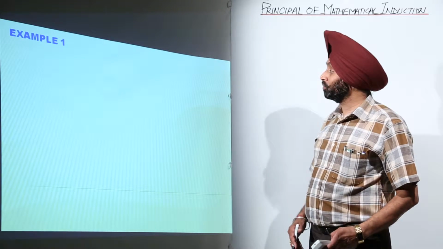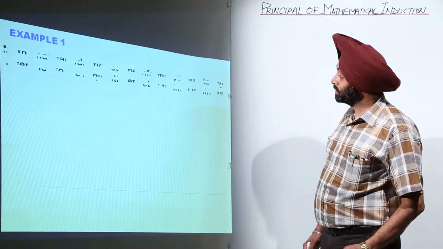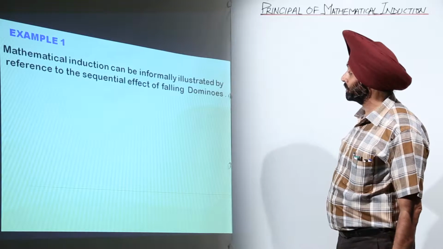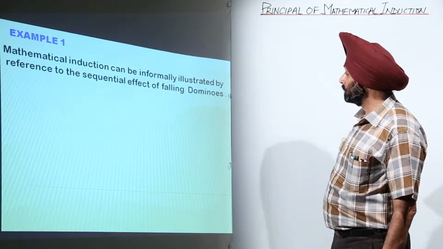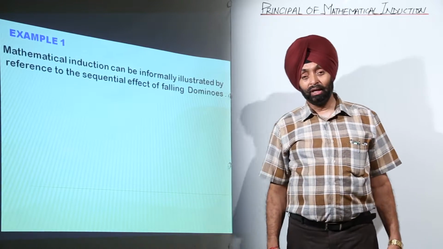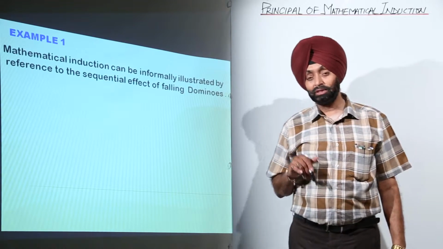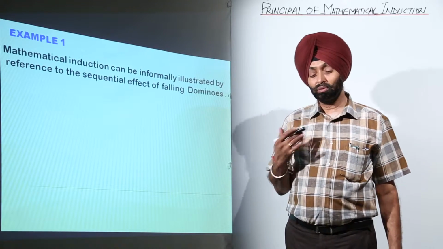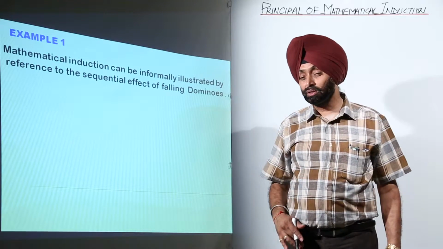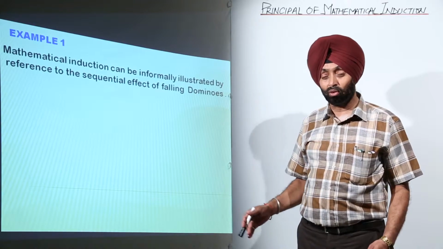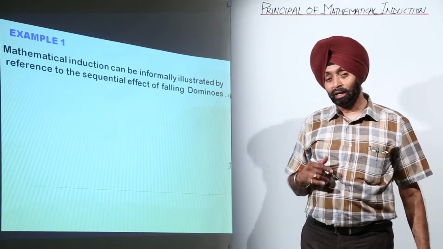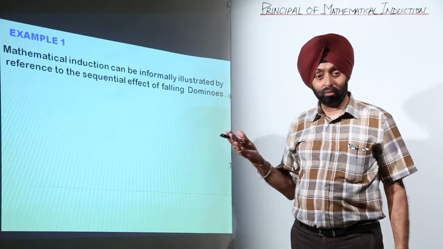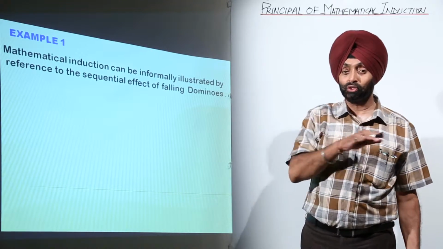Now in the example, you can just read it. It is written that mathematical induction can be informally illustrated by reference to the sequential effects of falling dominoes. Now you have seen in many films, in many pictures, that if a hero or a villain, whosoever it is, is pushing bicycles, all the bicycles in a bicycle stand, he is only pushing one of the cycles and all are falling, and one bicycle also falls when he is pushing only the first one.